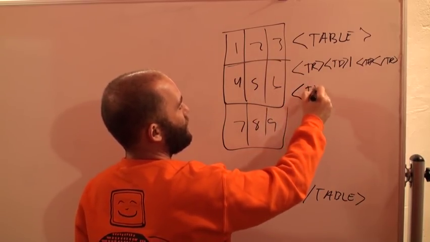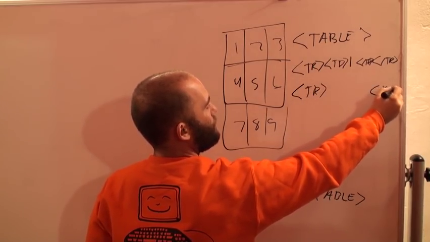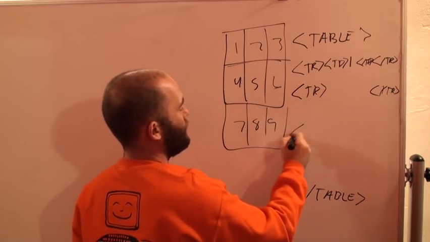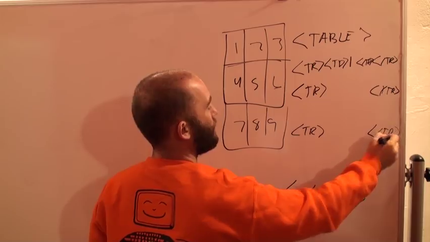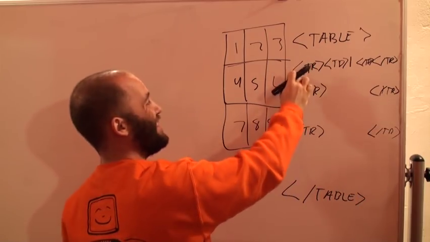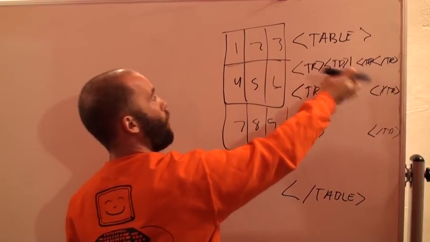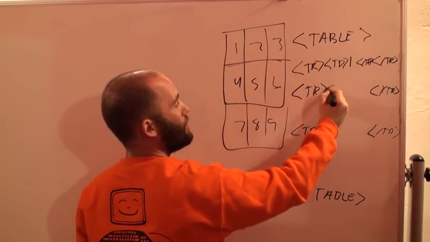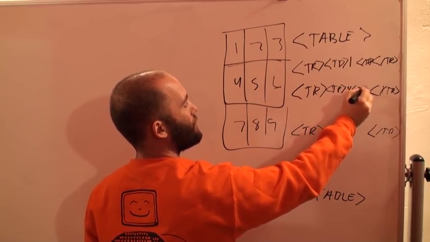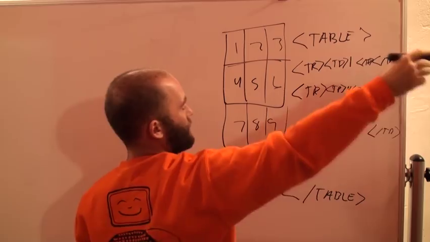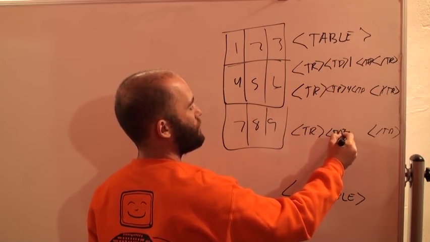Then you would do TR for the second row, and then escape out of TR. So that would be row 2, and then TR, and this would be row 3. So the TRs open and close the entire row. TD opens and closes the cell. So this would have TD 4, and then TD, and then TD 5, and TD 6, and TD, and this would have TD 7. Oops.